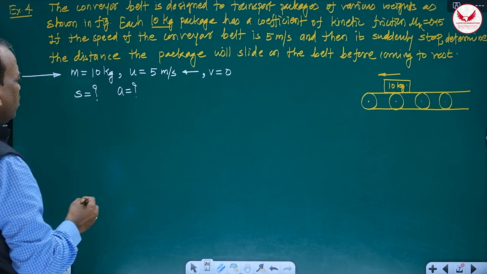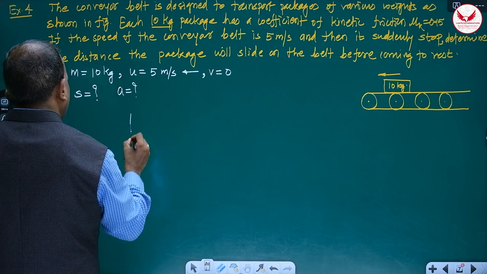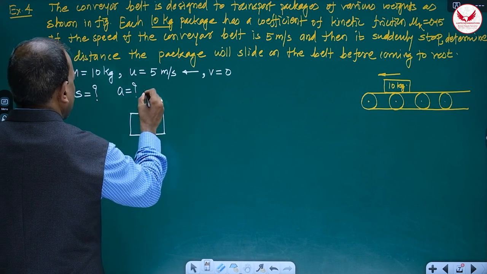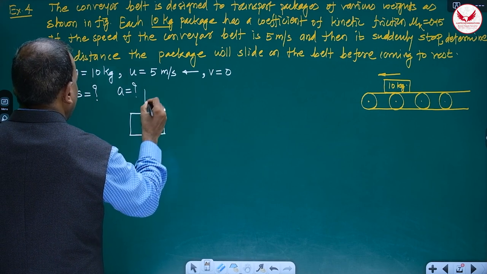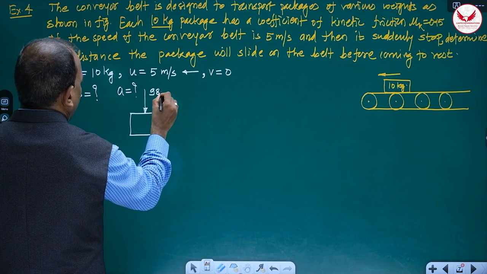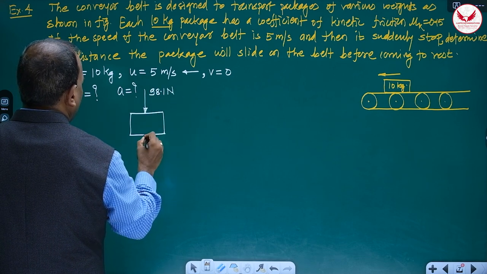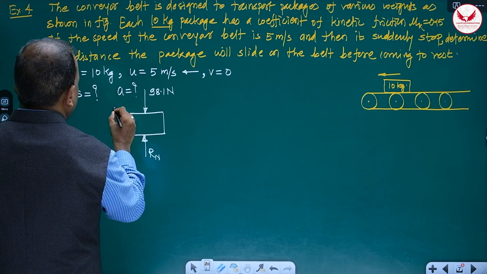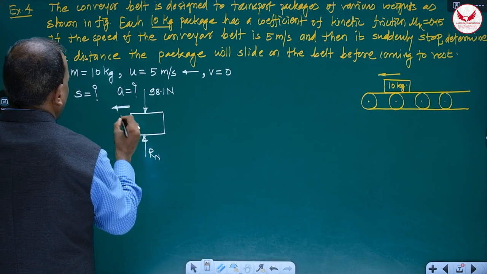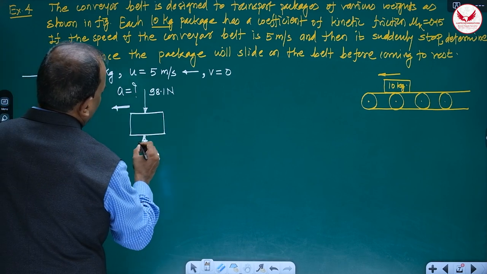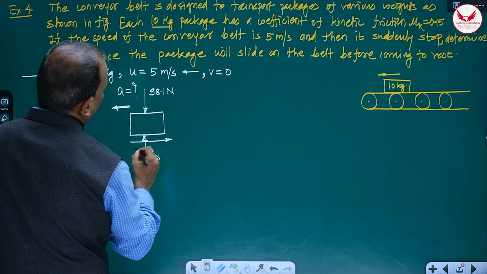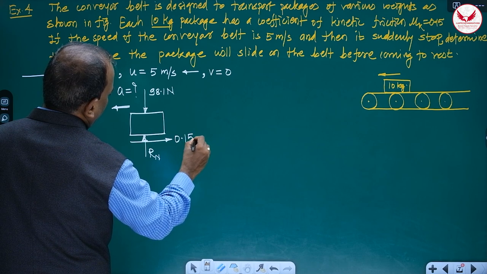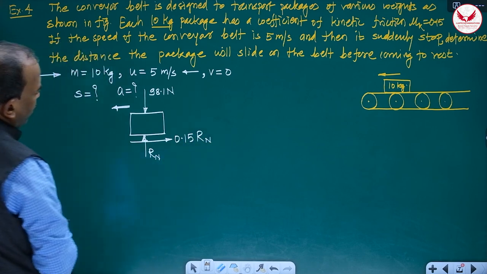Then the first thing is what? Draw the free body diagram of the 10 kg block. This is the free body diagram, which means making the block free from the belt. 10 kg means 98.1 Newton, and Rn upward. This block is moving towards left, this is the direction. And the frictional force will be towards right, and it is given mu k, 0.15 Rn.